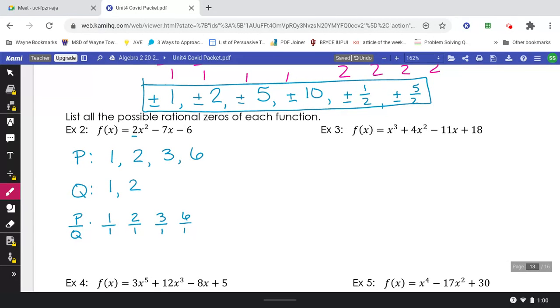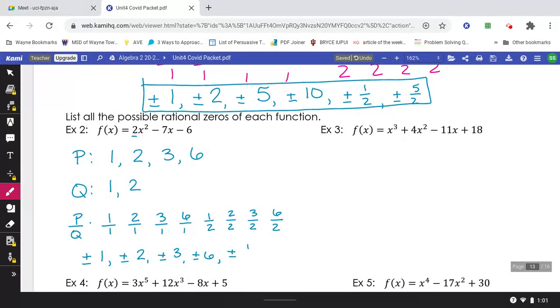I'm going to do that same thing. All the P's divided by the second Q. 1 over 2, 2 over 2, 3 over 2, and 6 over 2. Then we'll divide each of these out and put a plus and minus sign on our answers. 1 divided by 1 is 1. 2 divided by 1, 2. 3 divided by 1 is 3. 6 divided by 1 is 6.